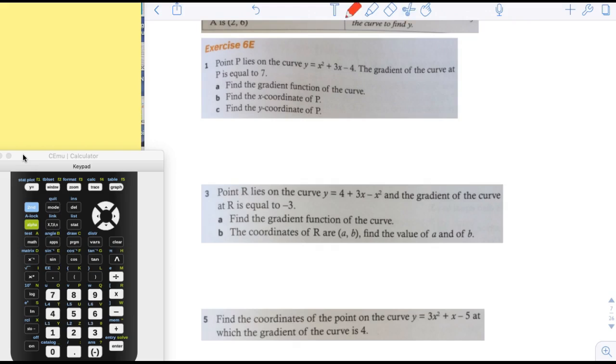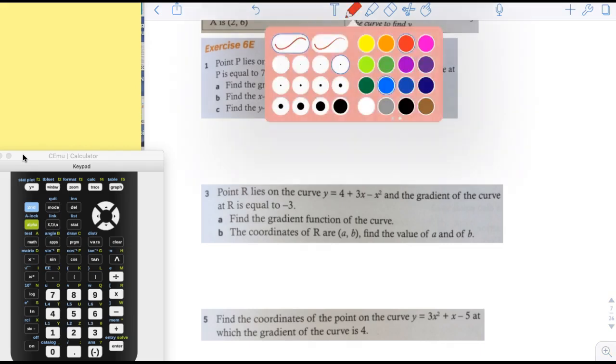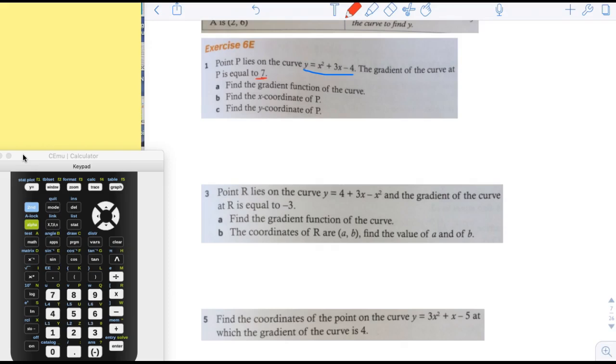So again, these problems are challenging because we're working with two different functions. One of the functions is the function they give you. So first they tell us that point P lies on the curve y equals blah, blah, blah. We're going to mark that blue because that's the principal function. The gradient of the curve at P is equal to 7. So what they're kind of giving us is the numbered tile that we put on top of the curve saying what the slope is at every single point, right? So it turns out that point P has a slope of 7. Find the gradient function of the curve.